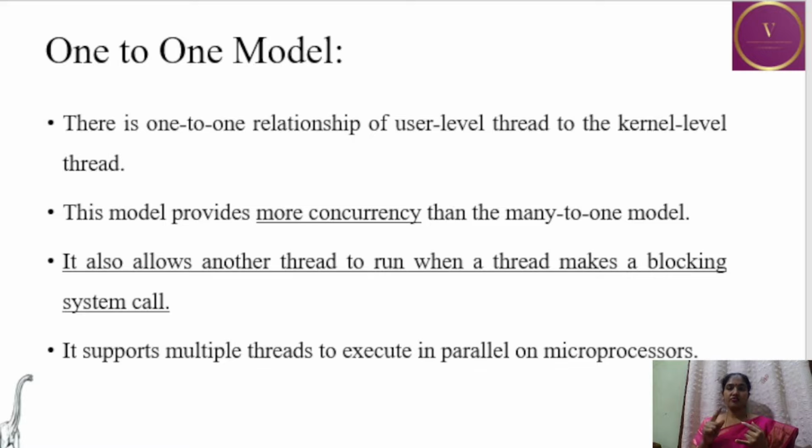That is, when one thread is blocked, it allows another thread to perform its activity. Because one user level thread has its kernel level thread, when this is blocked, it allows another thread to run when a thread makes a blocking call. It supports multiple threads executing in parallel on multiprocessors.